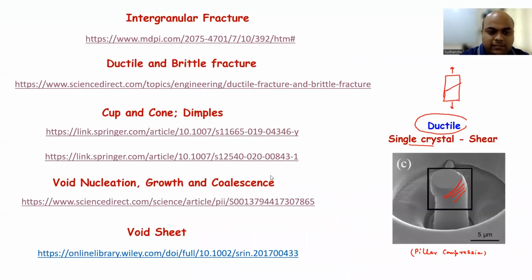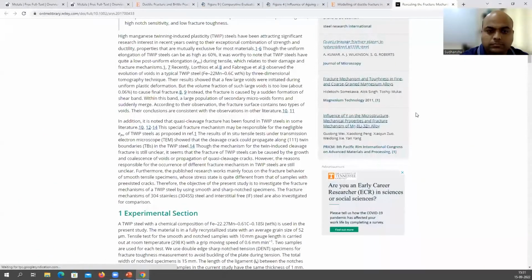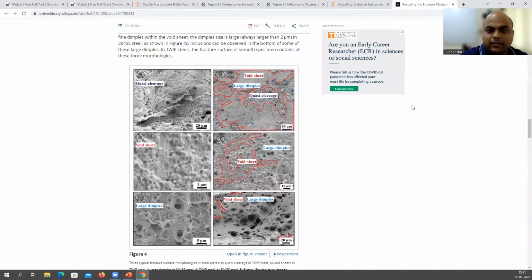Now the next is void sheet. Here you can see very nicely void sheet, right? You can see large dimples. See image E. You can see large dimples all around, but you also have very small dimples in the red regions here, inside the red region. So these are void sheets, and then you have large dimples. This is like the void sheet mechanism we discussed before.